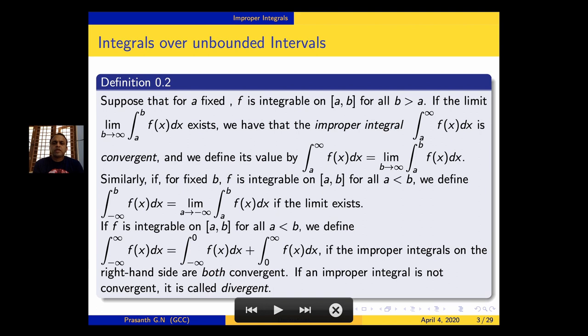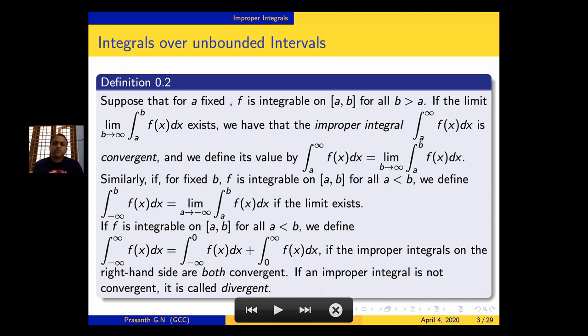Now, let a be a fixed point, and suppose f is integrable on the closed interval a, b for every b greater than a. Also assume that the limit as b tends to infinity of the integral from a to b of f of x dx exists. Then we say that the improper integral exists, and we define its value like this: the integral from a to infinity of f of x dx is equal to the limit as b tends to infinity of the integral from a to b of f of x dx.